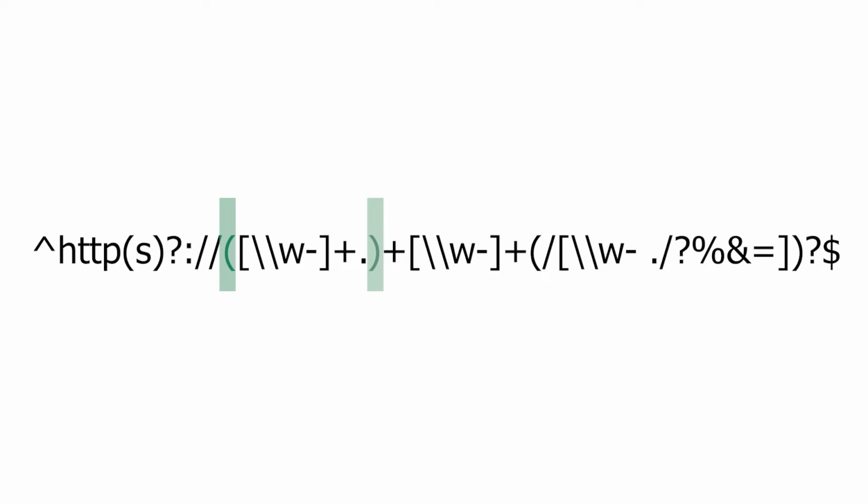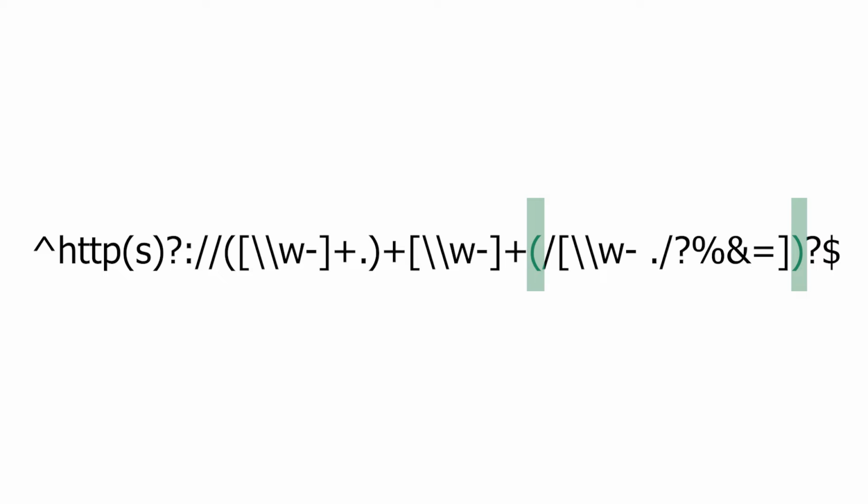This opens a capturing group, which is used to group and capture the subdomain part of the URL. Inside the capturing group, this matches one or more word characters like letters, digits, underscores or hyphens. This part matches a subdomain. After the subdomain, this part matches a dot. The plus sign in here allows for multiple subdomains separated by dots. This other part matches the main domain name consisting of one or more word characters or hyphens.